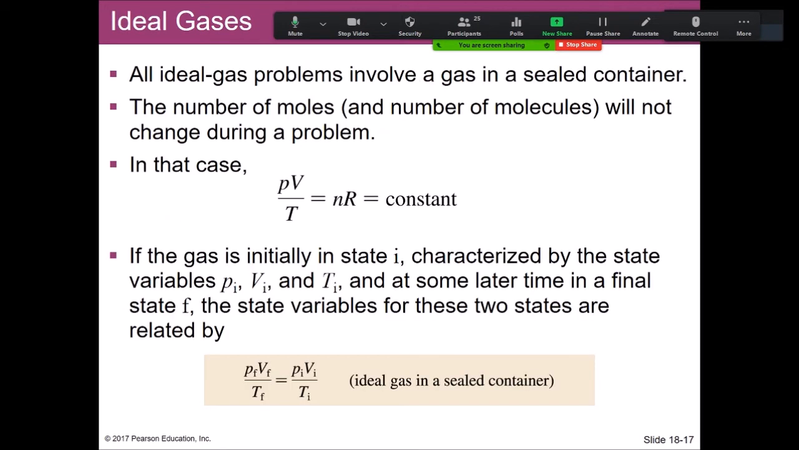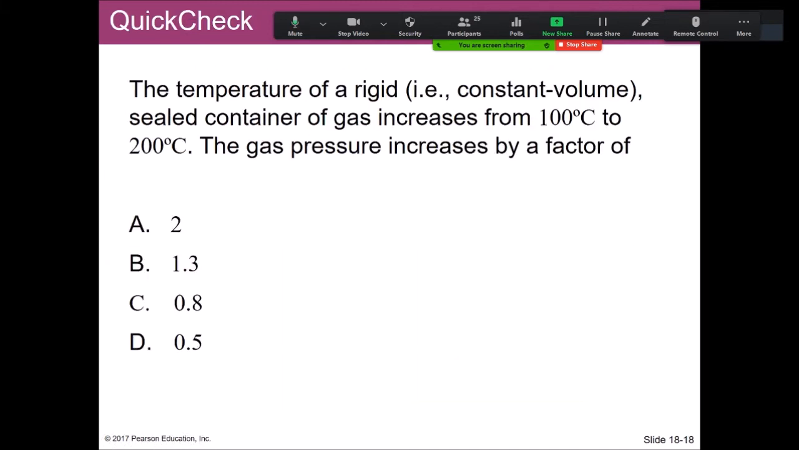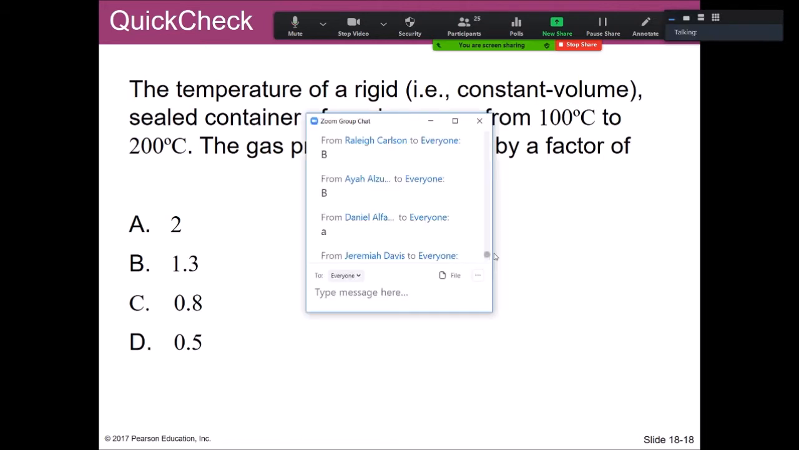Now look back here. If you cross your volumes out here, you just have a ratio of pressure to temperature, pressure to temperature. So think about that for a moment. Put a letter in chat. I'm going to step away for a minute.